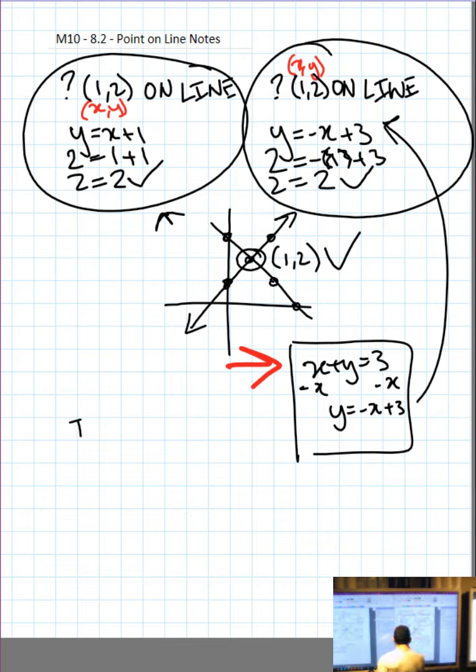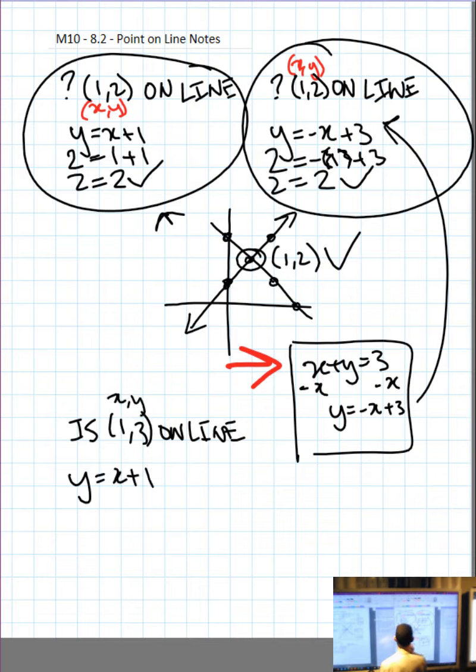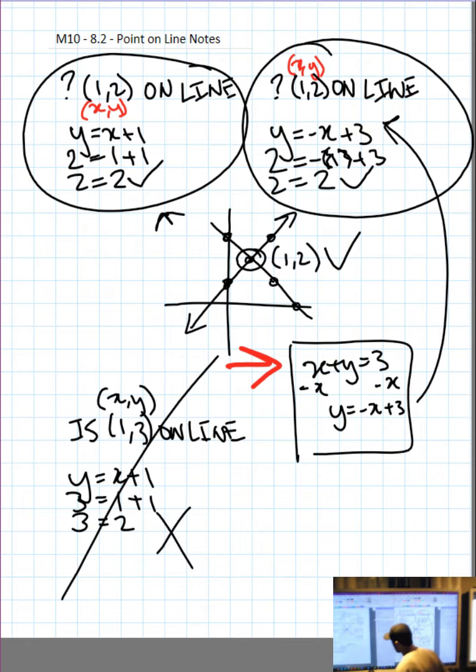Okay, whoops, I wrote "is" instead of a question mark. Is (1, 3) on this line, y = x + 1? So above or below the point, x, y, brackets around it, and substitute. The y value is 3, so 3 equals. The x value is 1, so 1, carry everything else down. The left-hand side is 3. The right-hand side is 1 plus 1, which is 2. And those don't equal each other. So it's obviously not on the line.